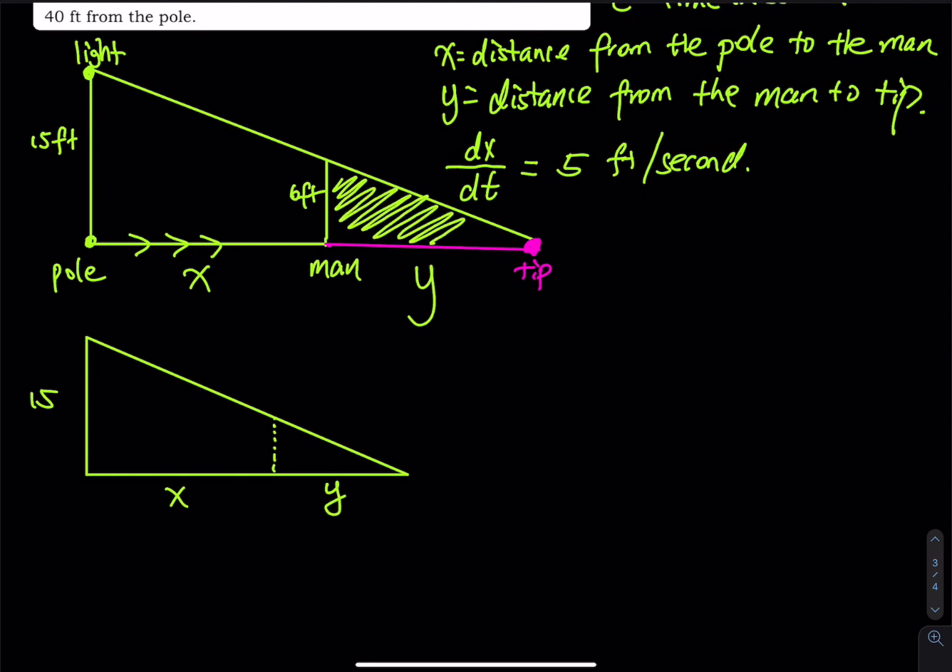And then I have a small triangle, this one. So let's draw a small triangle right here. So this is my small triangle. The height is the height of the man, that is 6 feet tall, and then the base is y.